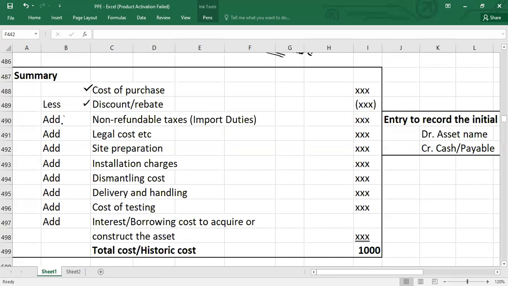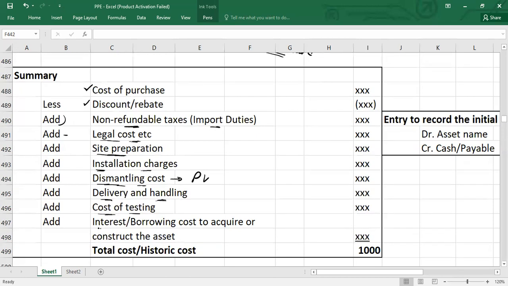We will add non-refundable taxes like import duties. We will also add legal cost, etc. If you have paid, we will also add site preparation cost plus installation charges plus dismantling cost. But usually we calculate the present value of dismantling cost to capitalize it. And then delivery and handling cost, cost of testing and trial runs.